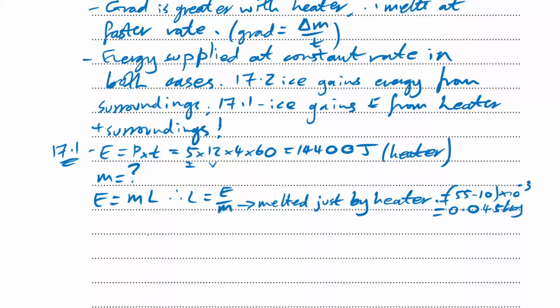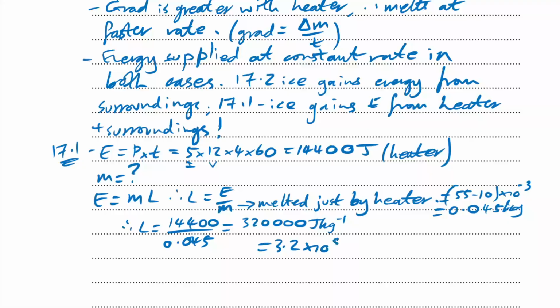Okay, so just finishing this off then. Therefore, L is equal to 14,400 divided by 0.045. And so that gives us 320,000 joules per kilogram, or 3.2 times 10 to the 5.